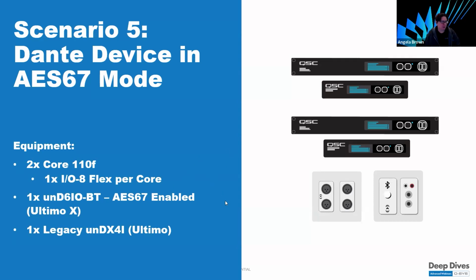Particular scenario: we have a UND6IOBT, AES67 with an Ultimo X chip in it. And then we have an old one, this legacy UNDX4i with just an Ultimo. Again, you can Google what all the chipsets are, but the chipsets are pretty important, as is the Dante firmware. So what's going to be our clock leader? How do we force the issue and get the clock leader to where we want it to be? These are pretty important questions.